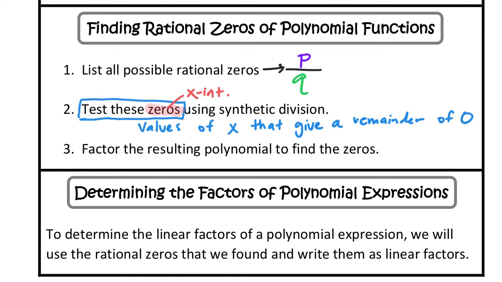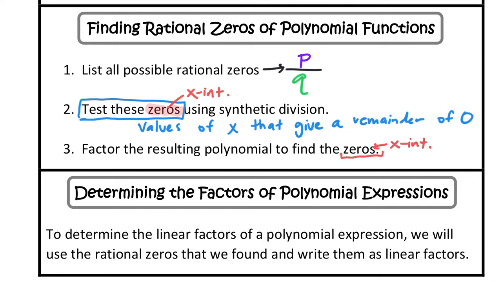So again, I'm going to show you what that looks like in the example today. And then after you use synthetic division, you're going to see what's left over. Because remember when we did synthetic division, there was usually an expression that was left over. And we're going to see, can we factor that expression to find all the x-intercepts? So again, we're using that term zeros, which means x-intercepts.